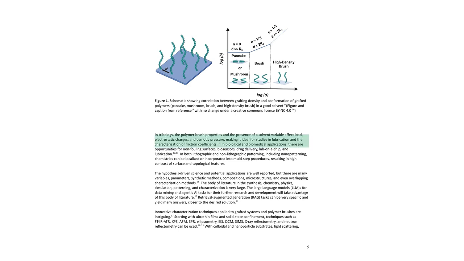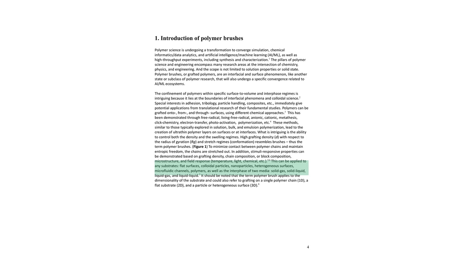This unique architecture, a dense layer of oriented polymer chains, gives rise to remarkable properties. For example, in the field of tribology, which studies friction and lubrication, polymer brushes can dramatically reduce friction between surfaces. In biomedical applications, they can be used to create non-fouling surfaces that resist the adhesion of proteins and cells, which is crucial for medical implants and biosensors. They can also be designed to be stimuli responsive, meaning the brushes can change their conformation, collapsing or swelling, in response to changes in their environment, like temperature, pH, or light.